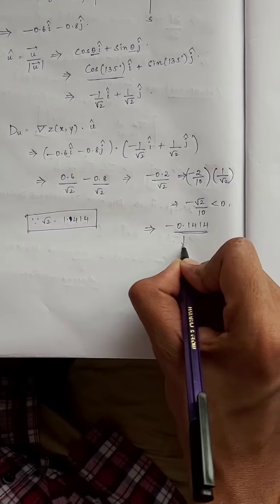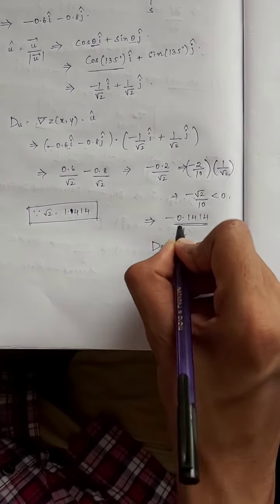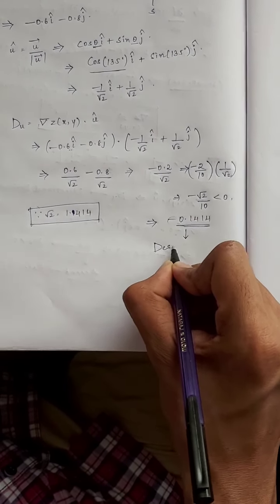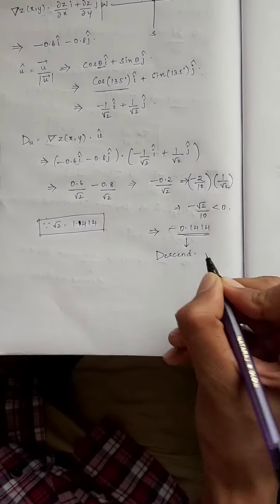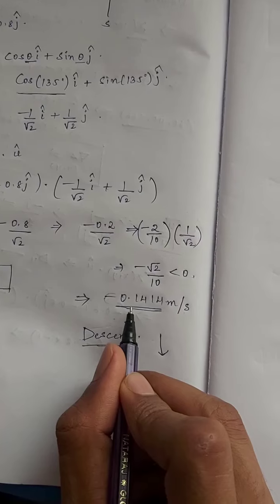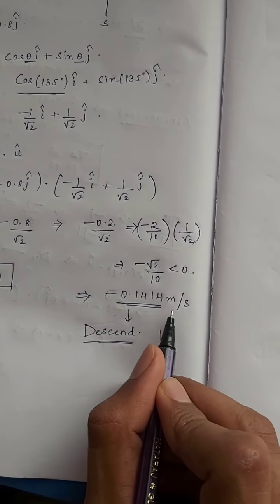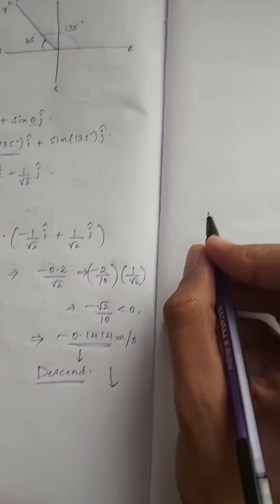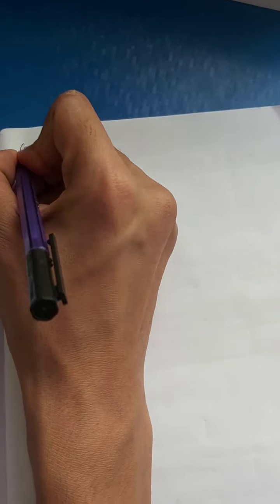This is the rate at which it will descend. Since the sign is negative, we will descend at a rate of minus 0.1414 meter per second. So let us do the C bit.